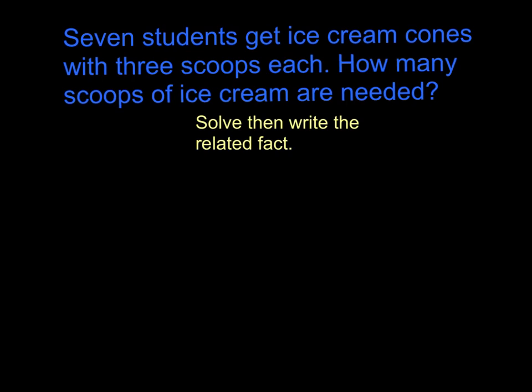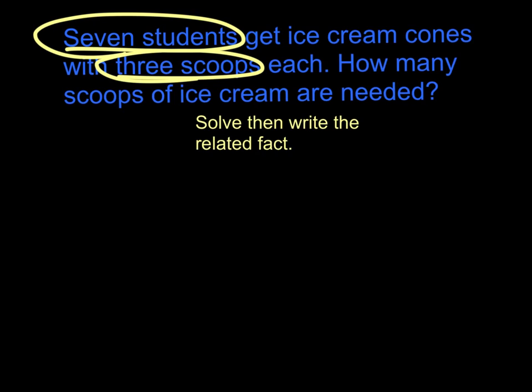Okay, here's one last word problem. So read this problem, decide whether you think you're going to multiply or divide, solve it, and then write the related fact that goes with this problem. Pause your video and come back to check.